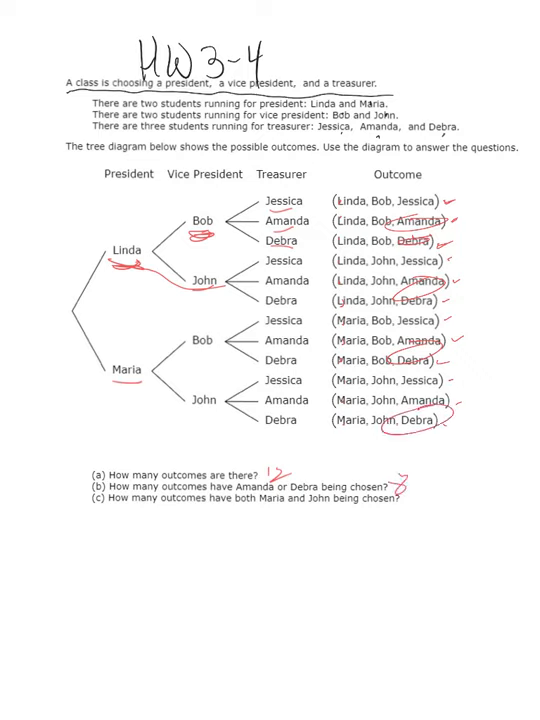And then how many outcomes have both Maria and John being chosen? I could go back through there and pick the ones with Maria and John. Different color here. Looks like Maria and John there. And that's all Maria and John, right? So there's only 3 of those.